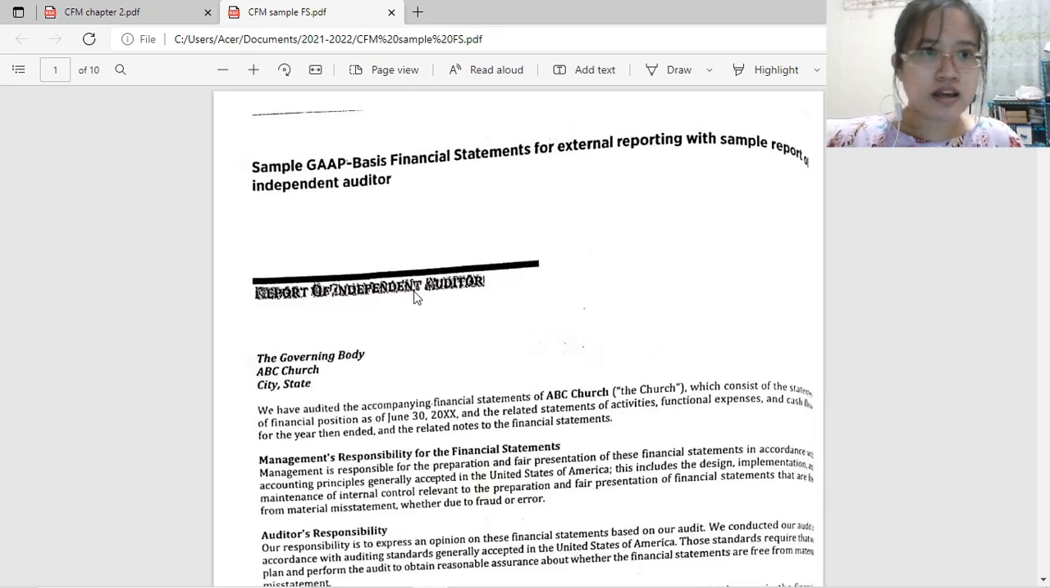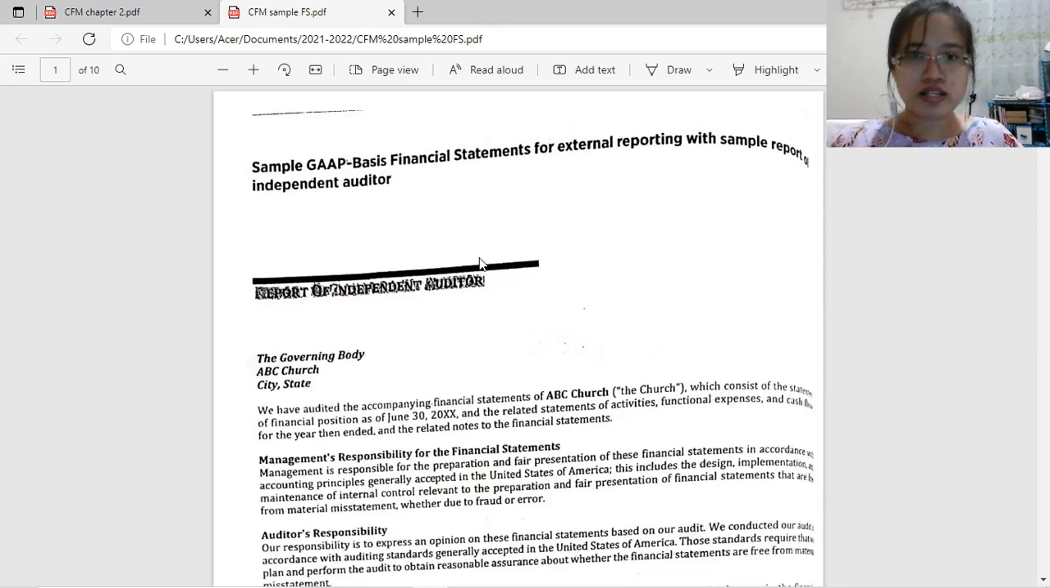Okay, so this is the last part of chapter 2 for the subject Church Financial Management. So we have here a sample of financial statements. Again, the composition of financial statements. We have five: the statement of financial position or the balance sheet, the statement of activities or the income statement, the statement of cash flows, and the statement of changes in contribution or equity. And then we have the last one, notes to financial statements.